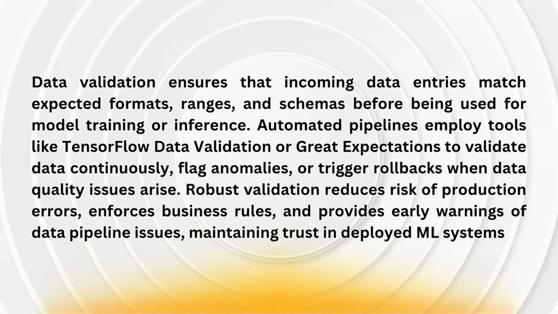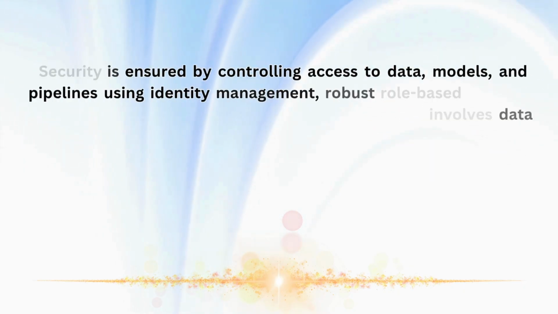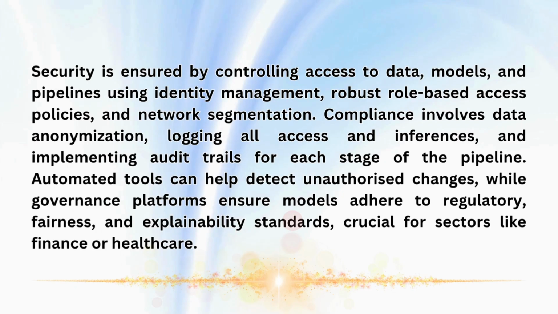in deployed ML systems. How do you ensure security and compliance during the ML model lifecycle? Security is ensured by controlling access to data, models, and pipelines, using identity management, robust role-based access policies, and network segmentation. Compliance involves data anonymization, logging all access and inferences, and implementing audit trails for each stage of the pipeline. Automated tools can help detect unauthorized changes, while governance platforms ensure models adhere to regulatory, fairness, and explainability standards, crucial for sectors like finance or healthcare.